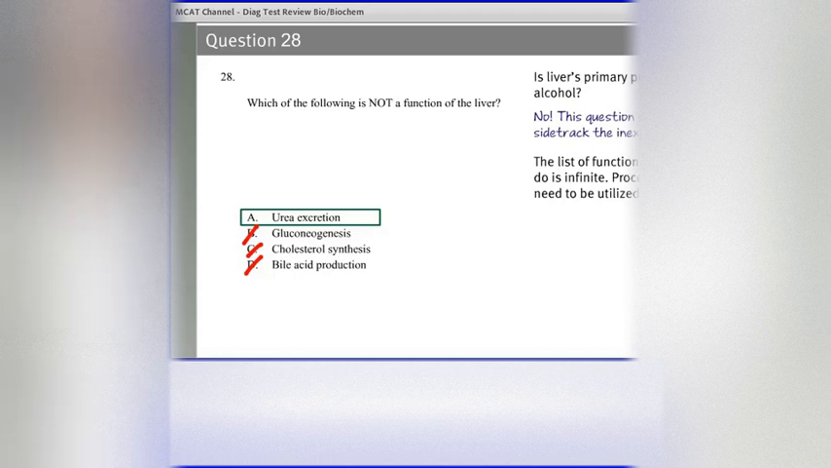Bonus question. The liver is involved in urea production. It's the site of the urea cycle, but who or what system is involved in urea excretion? Overall excretory system, absolutely right. Talking about the renal system and kidneys overall, definitely.